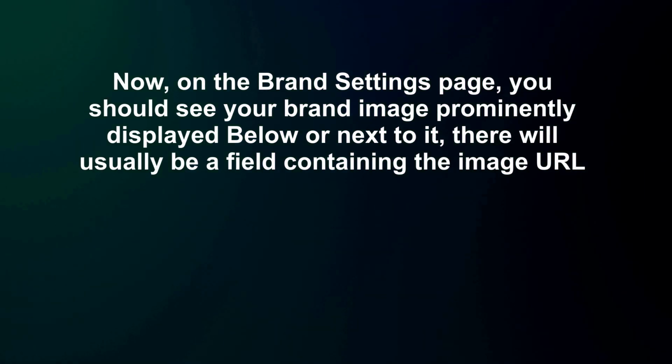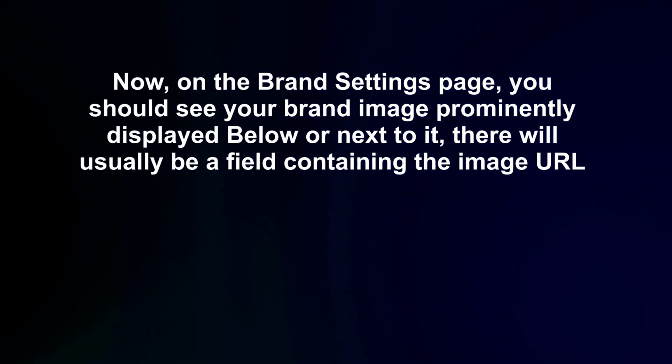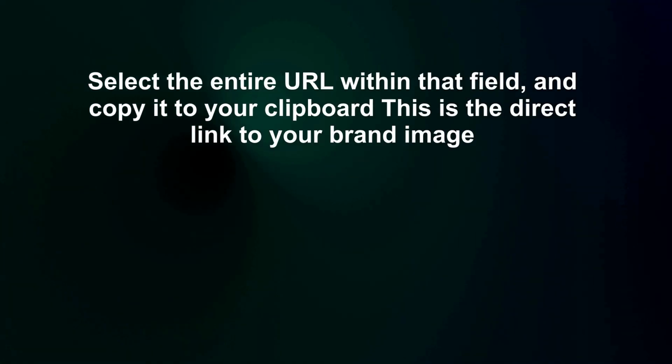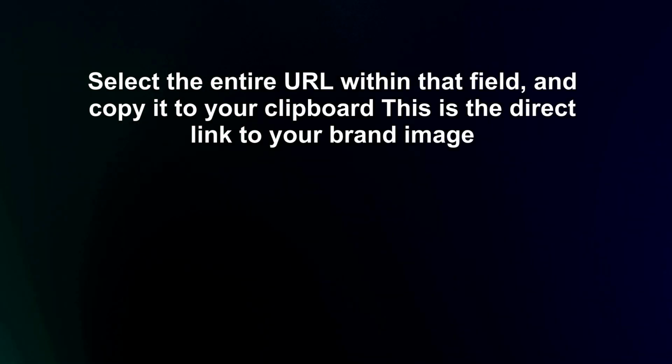Now, on the brand settings page, you should see your brand image prominently displayed. Below or next to it, there will usually be a field containing the image URL. Select the entire URL within that field and copy it to your clipboard. This is the direct link to your brand image.